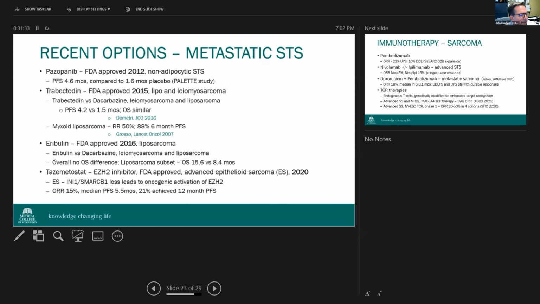Eribulin is a drug borrowed from breast cancer. It's approved for liposarcoma. It did improve overall survival compared to an older drug called dacarbazine. So that's kind of where we are. The pazopanib is not a traditional cytotoxic chemotherapy. It's one of these anti-VEGF agents that Dr. Hurley mentioned. So these are ones that are approved. There's a bunch of other drugs out there that are either being studied in clinical trials or have some off-label data in smaller clinical trials, but these are what's FDA approved.